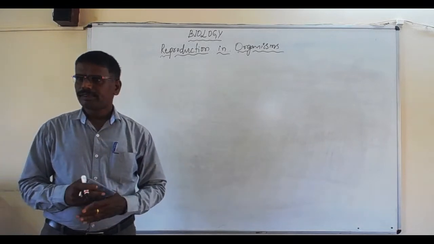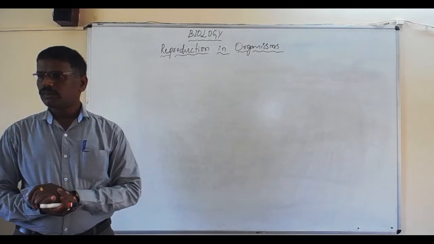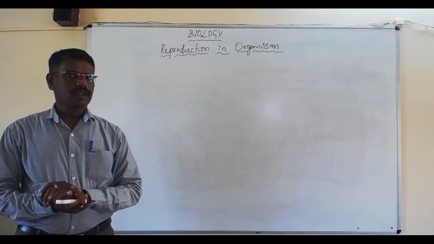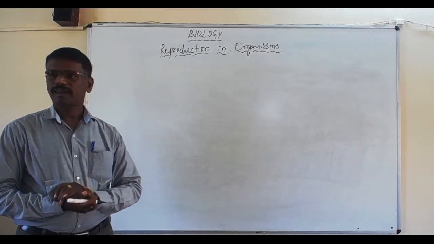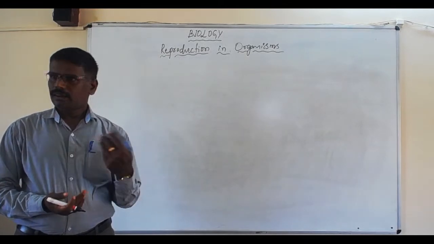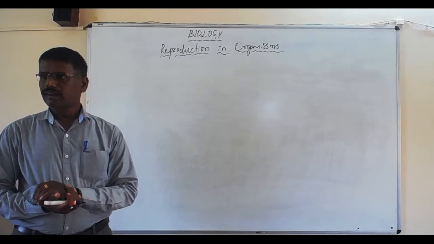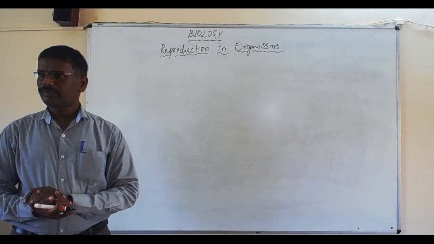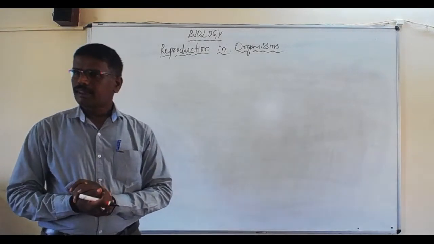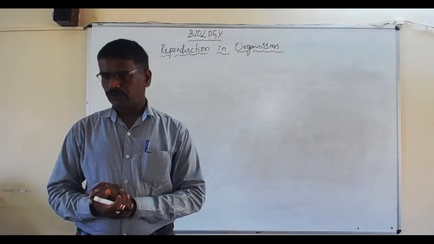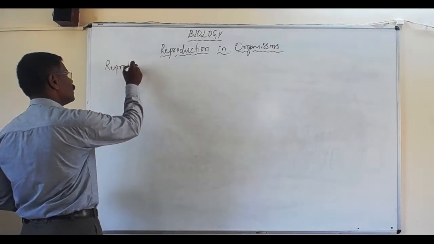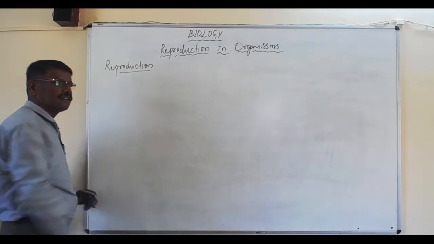Dear students, last year in first PU we studied the characteristics of living organisms. These are different living characters of an organism, like growth, movement, response to external stimuli, reproduction, and lifespan. So these are all certain living characters of organisms. In that, reproduction is also one of the living characters.